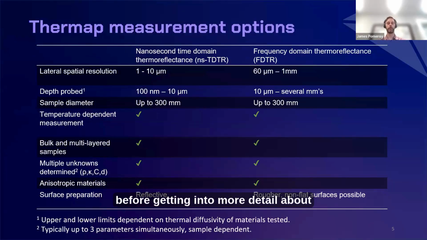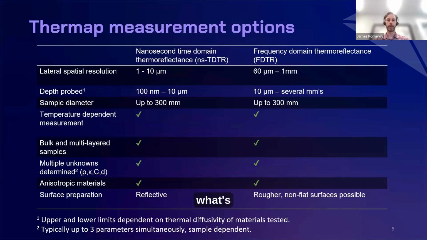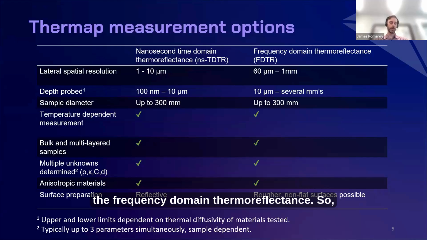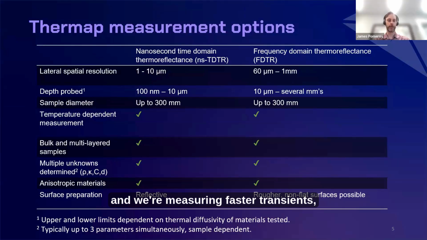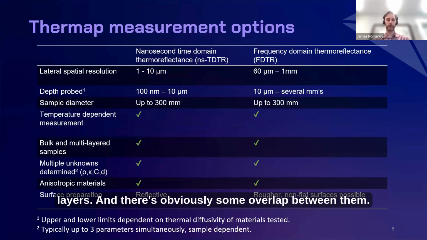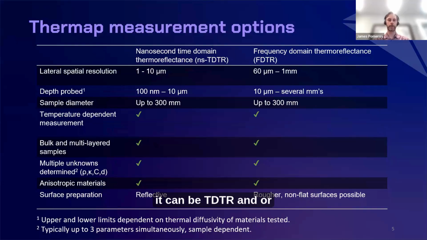Now, before getting into more detail about how these things work, I just want to show a table which summarizes the capability, what's offered by the nanosecond time-domain thermoreflectance and the frequency-domain thermoreflectance. So the nanosecond TDTR is really tailored to high lateral spatial resolution and thinner layers. So we have a smaller laser spot and we're measuring faster transients. Whereas the low frequency FDTR, we use larger laser spots and measure at lower frequencies, so we can probe thicker layers. And there's obviously some overlap between them. So depending on the application, it can be TDTR and or FDTR is applicable.